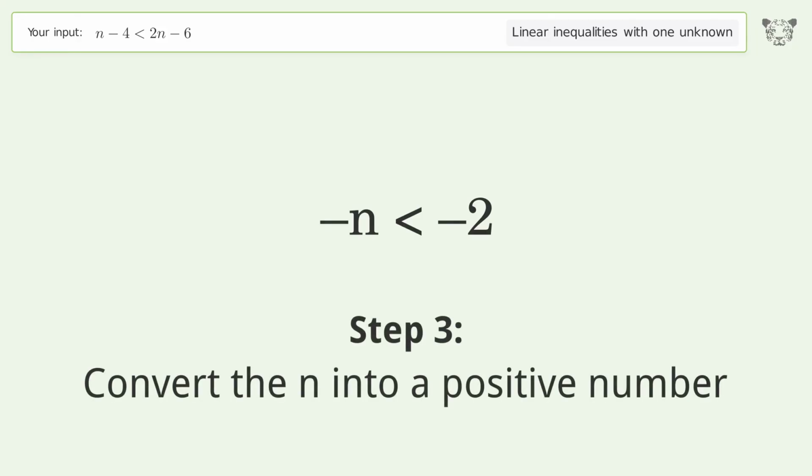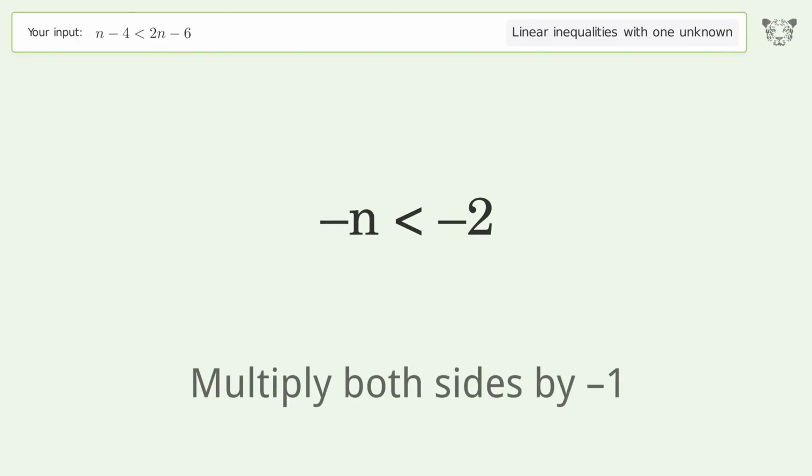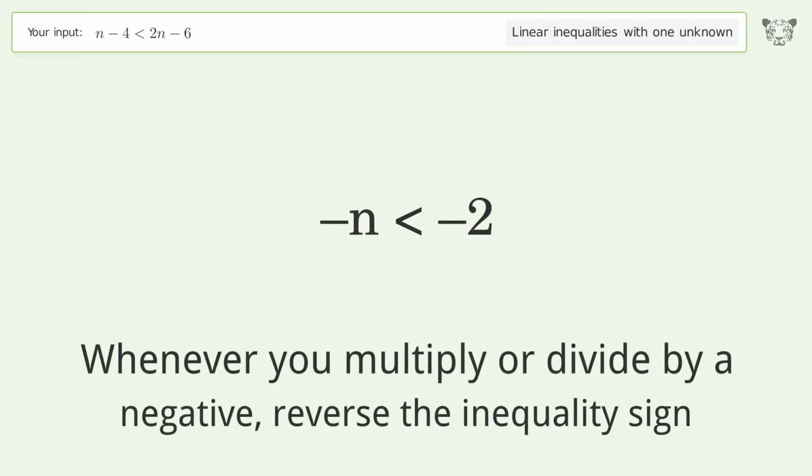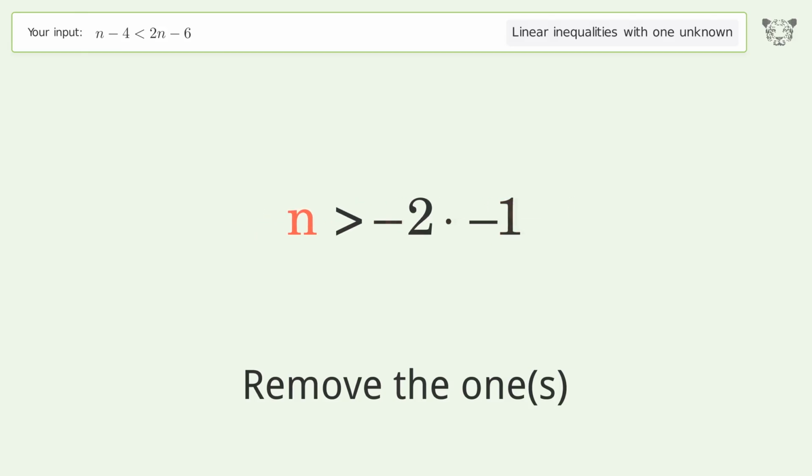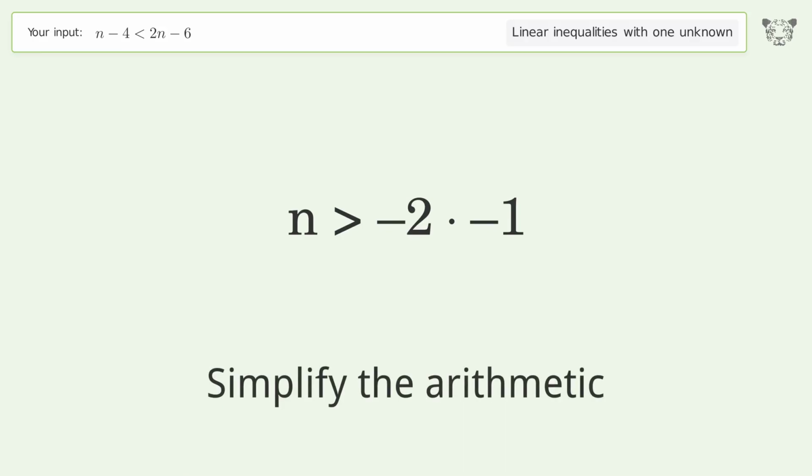Convert the n into a positive number. Multiply both sides by -1. Whenever you multiply or divide by a negative, reverse the inequality sign. Remove the ones. Simplify the arithmetic.